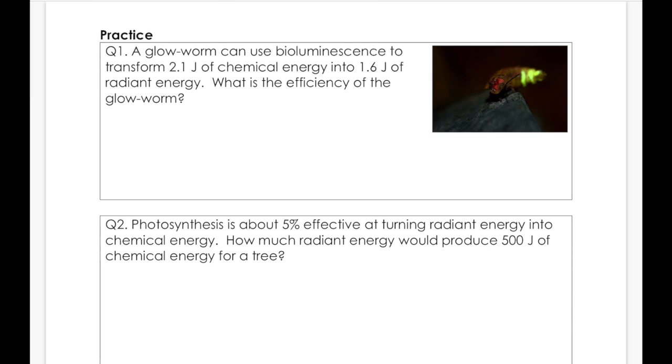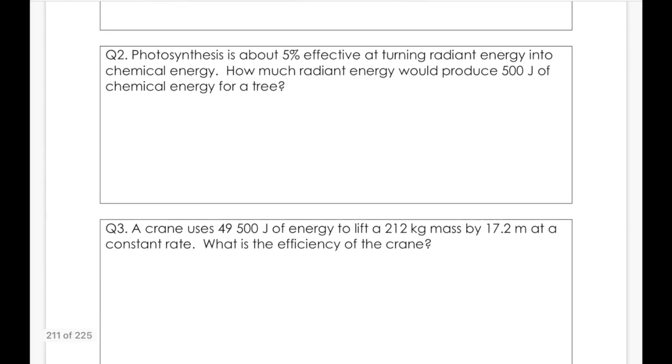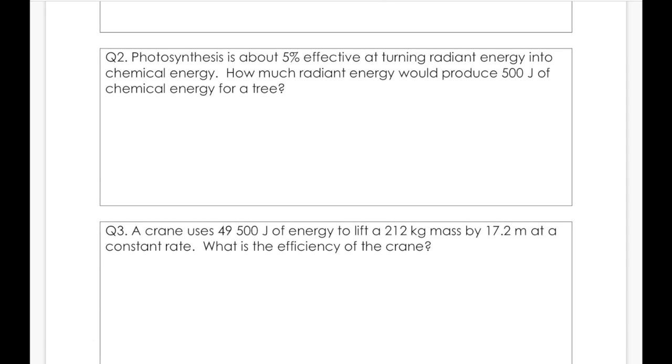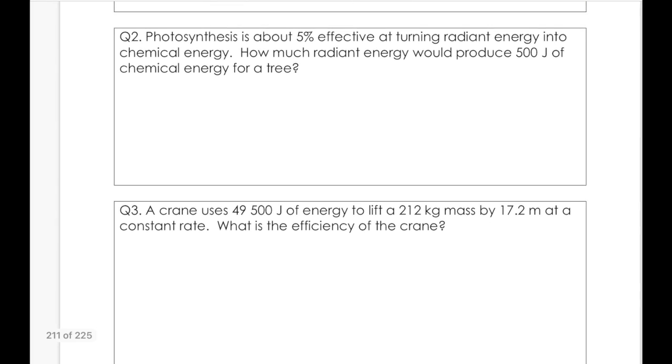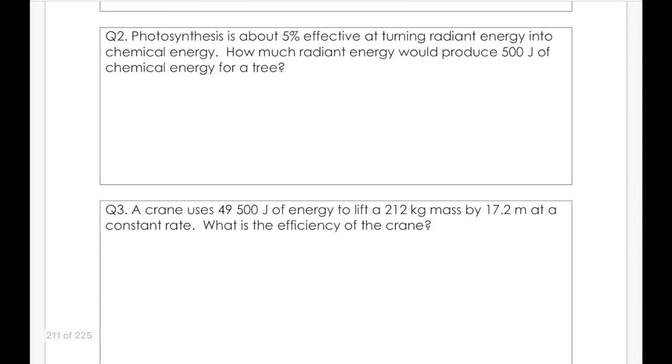Question 1 is pretty straightforward. You're just finding the efficiency, and they give you the energy in and the energy out in the problem. For the second one, they are asking you to find energy in. It is going to be similar to the second problem that we did, in that you're going to have to rearrange. You won't rearrange it into this one because we're trying to solve for E in instead of E out. But you will be rearranging the equation like we did in example number 2.